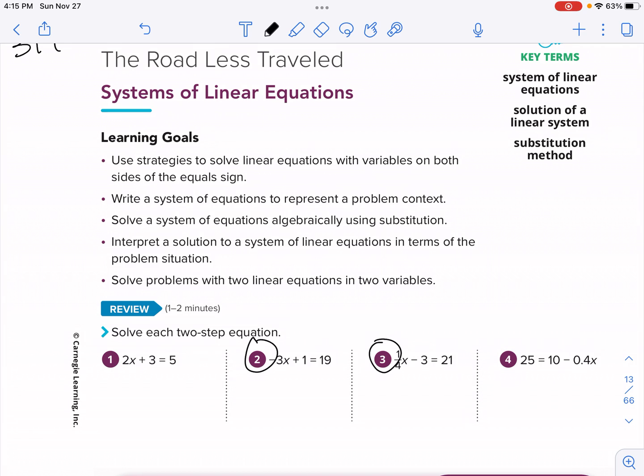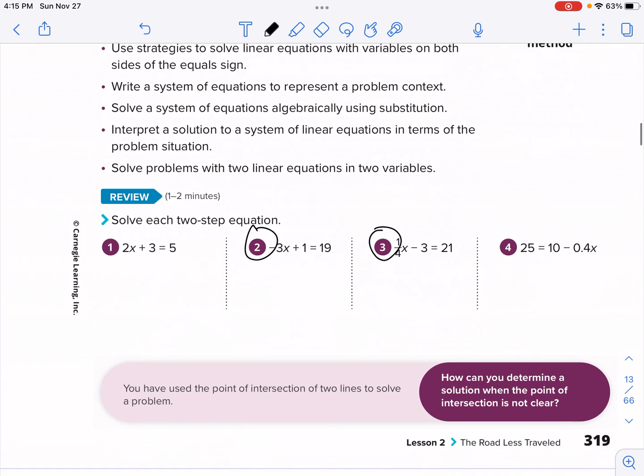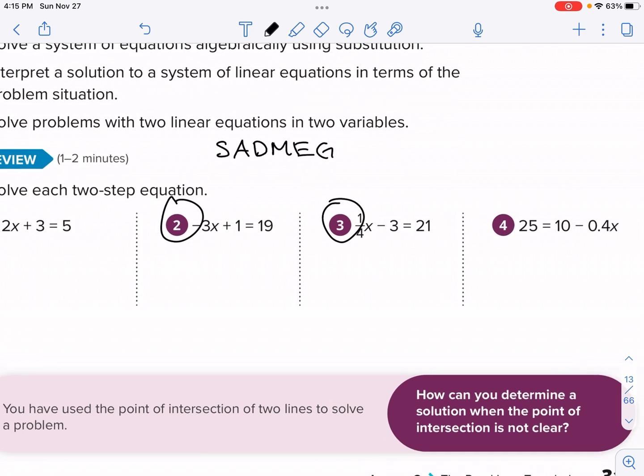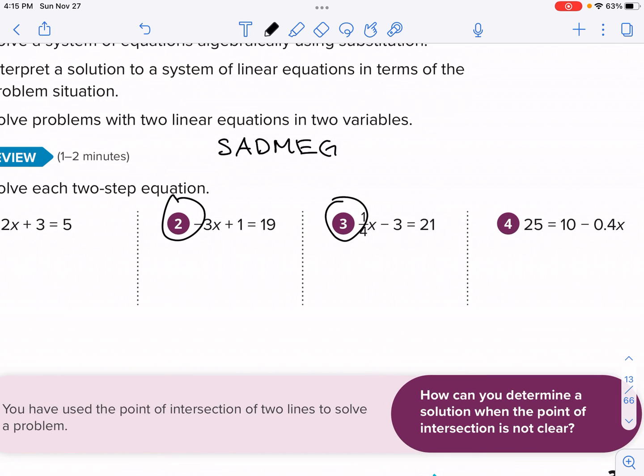It requires a lot of steps. One of those steps is what we've learned in the past, which is solving equations, solving a two-step equation. So if you remember from this, we talked about how when you solve a one-step or two-step equation, you have to undo things. You have to actually undo order of operations. You have to undo GEMDAS in reverse order. So you might remember this acronym, which is SADMEG. So we're gonna solve the equation by undoing the operations with the variable.